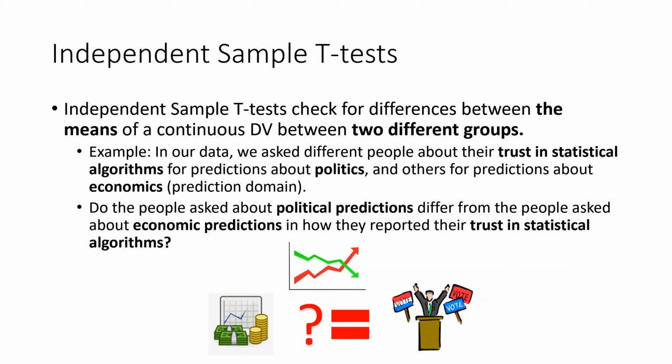So first, we're going to think about independent sample t-tests. And these look at the difference between two different groups on a continuous dependent variable. So in our data, we asked different people about their trust in statistical algorithms for questions that were about political predictions, and also other people about questions that were about economic predictions. And we want to see if there's a difference. Do people have more trust when the predictions are political, or do they have more trust when the predictions are about economics?